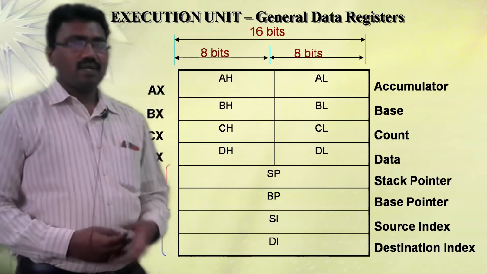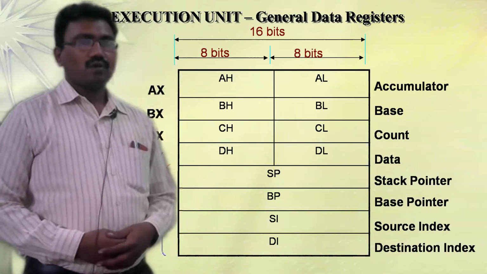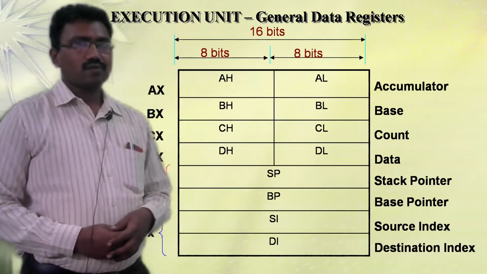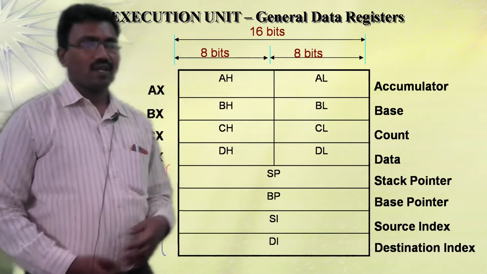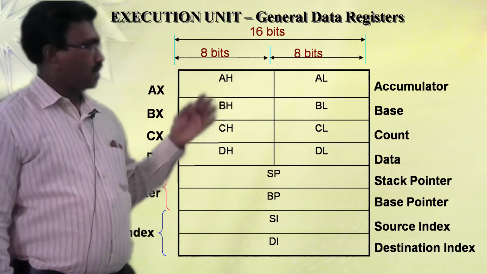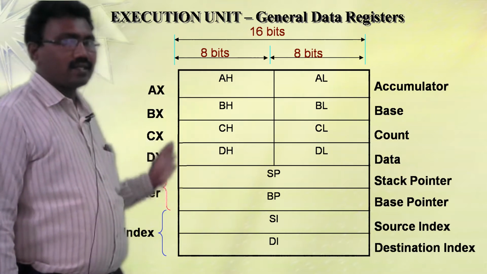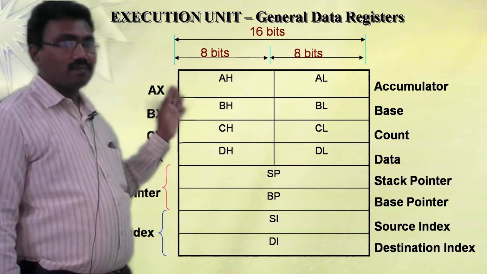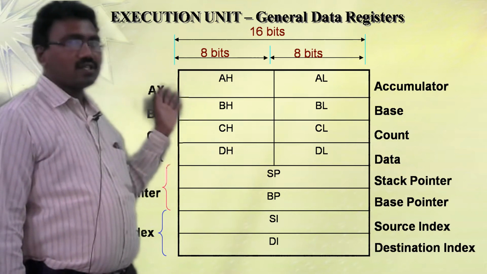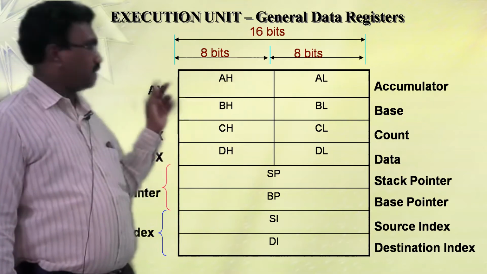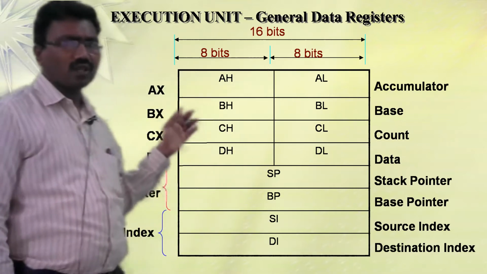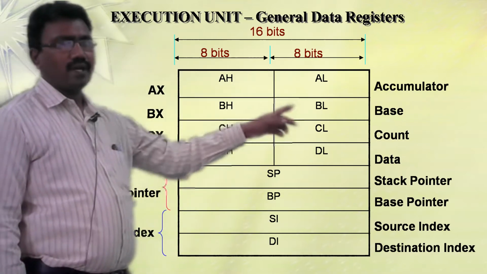General data registers, as the name itself says, are used to store temporary data during processing, and these registers also have some specific functions. The general purpose registers in 8086 are AX, BX, CX, DX. These are four 16-bit general purpose registers, and each 16-bit register is divided into two 8-bit registers. AX is divided into AL, AH. The name of the register is accumulator, and BX is divided into BL, BH.